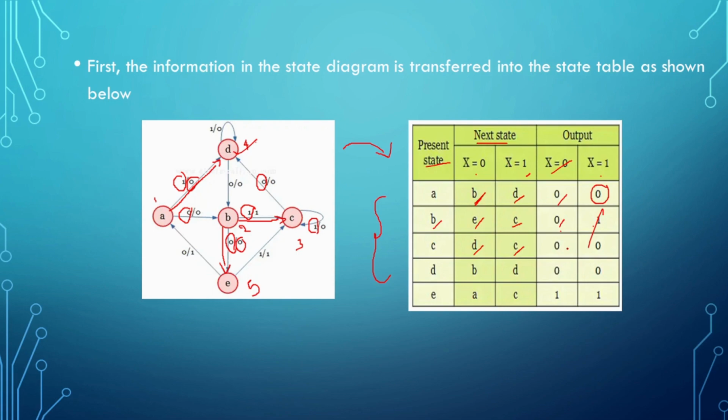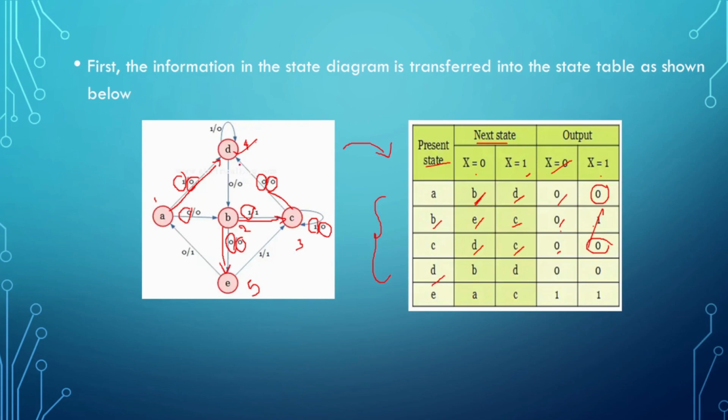Afterwards, write down the output for when input is equal to 1 and input is equal to 0. So here when input is equal to 0, the output will be 0 for C, so here we will write 0. When input is equal to 1, the output of C is 0. So here we will write down 0. What will be the next present state? That is D. Now consider D.